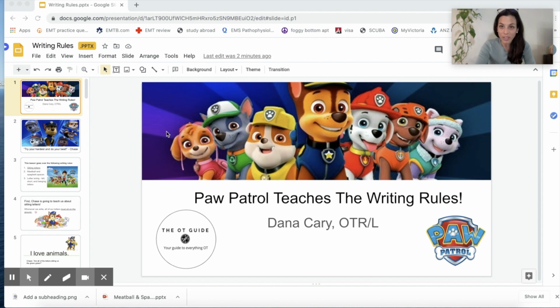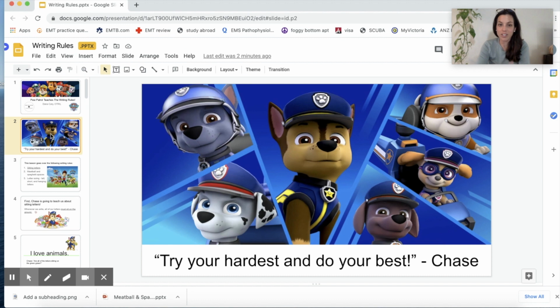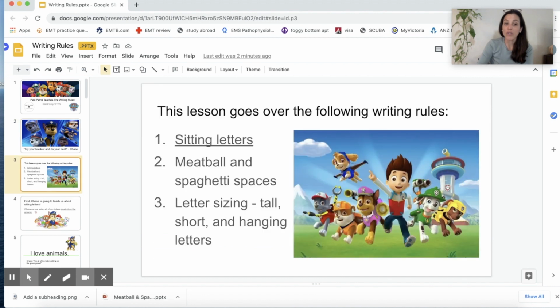But let me show you what it looks like. Chase is guiding us. Chase is the main character in Paw Patrol, and he's guiding us through this activity. So he says, try your hardest and do your best. So if you're doing this through teletherapy, you would be sharing your screen. If you're just doing this during in-person therapy, you'd be sitting next to your student going through this.